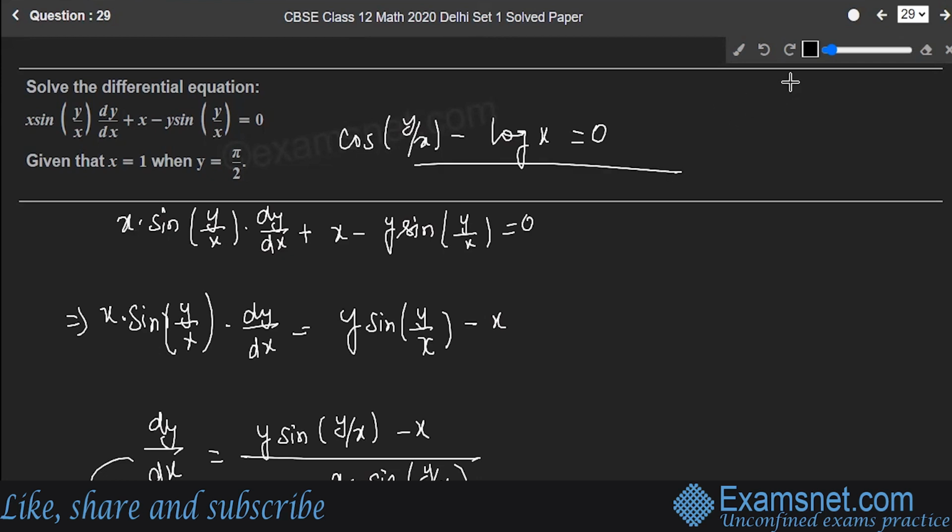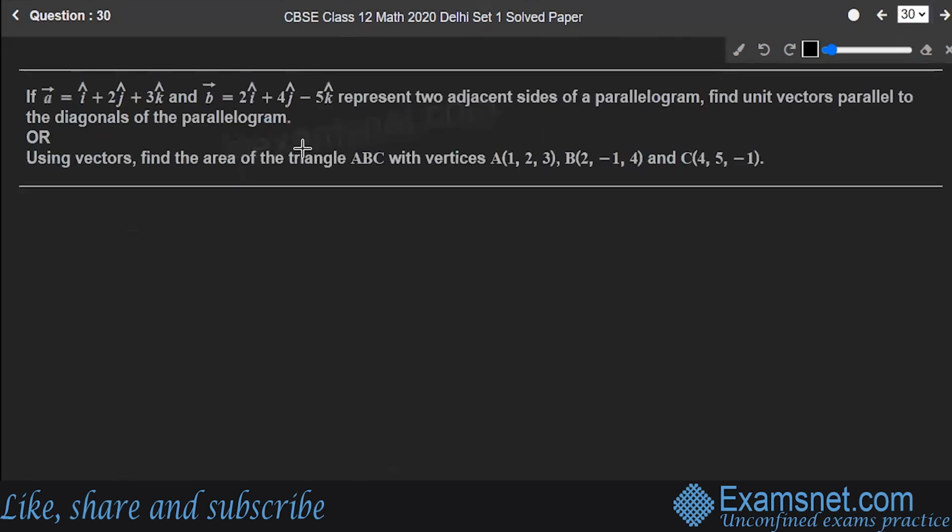Let's move to the next question then. Question number 30. If a vector and b vector are given by this, they represent two adjacent sides of the parallelogram. Find the unit vectors parallel to the diagonals of the parallelogram. Or, we have a choice over here. Or using vectors, you have to find the area of the triangle ABC with the vertices this, this, and this. Actually, the second one is pretty easy. Let's solve both of them, and then you can decide whatever you want to do in your exam.